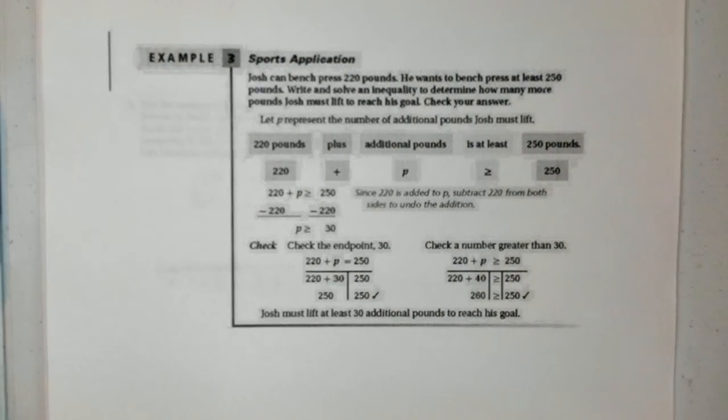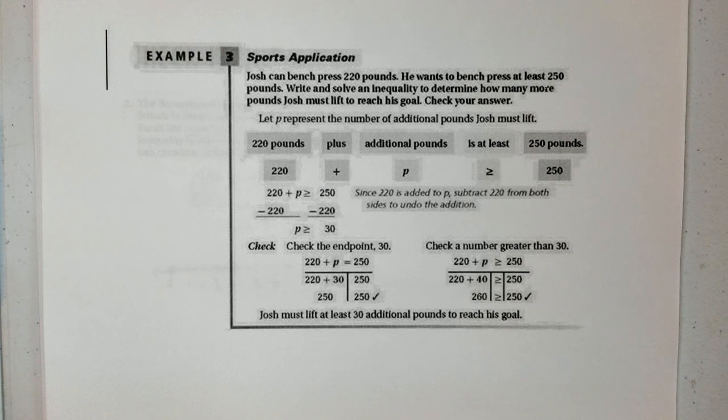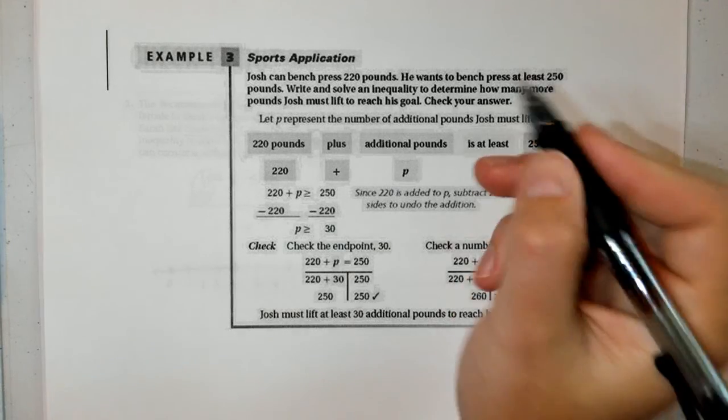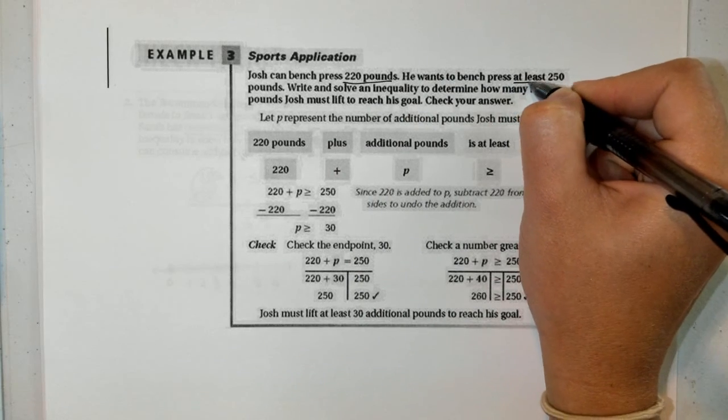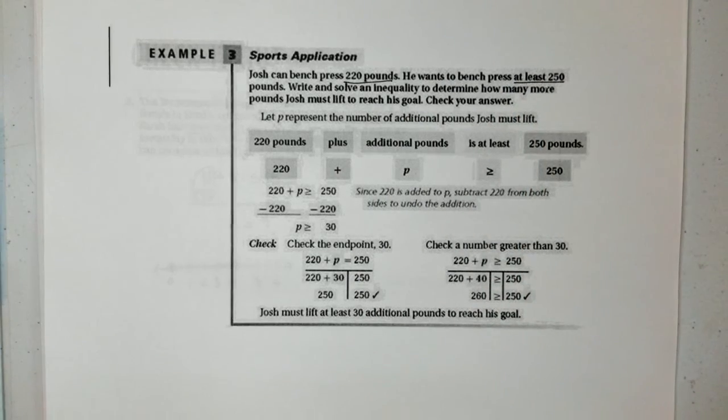Now we're going to look at example 3. Josh can bench press 220 pounds. He wants to bench press at least 250 pounds. Write and solve an inequality to determine how many more pounds Josh must lift to reach his goal. Check your answer. So he can press 220.